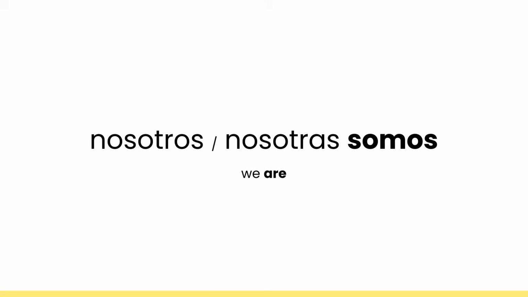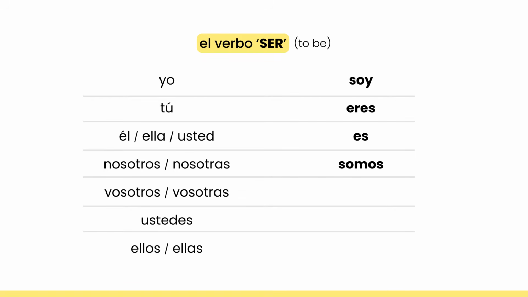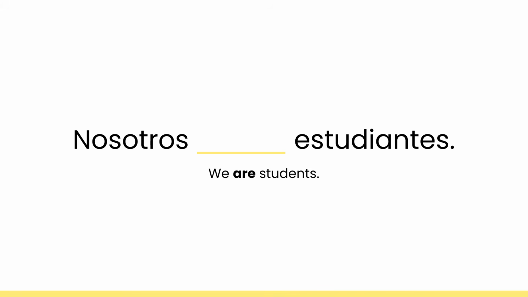Alright, so the next conjugation is the we form. So we are, which is Nosotros, nosotras somos. Nosotros somos. Nosotras somos. So again, we can add this to our list. And then as an example, we have the sentence, we are students. So again, characteristic here. Nosotros, estudiantes. Nosotros somos estudiantes.